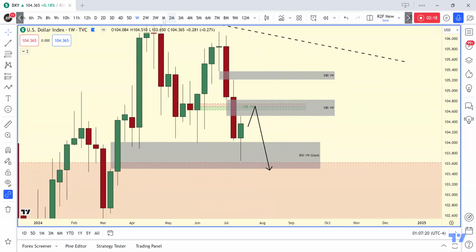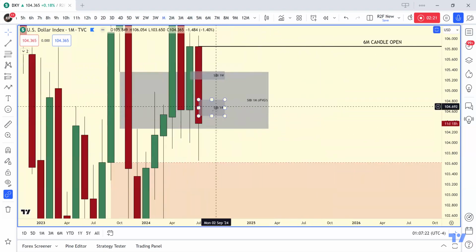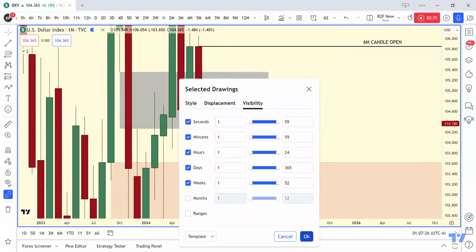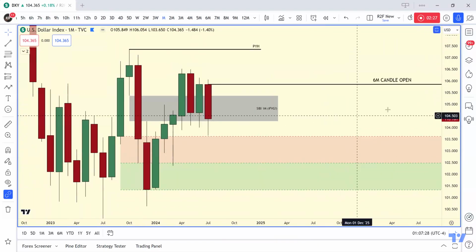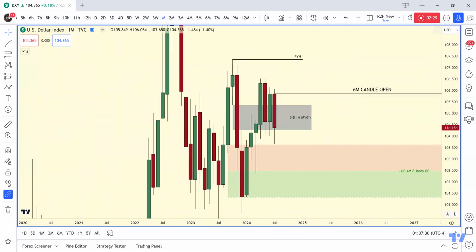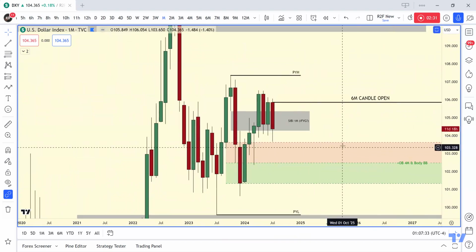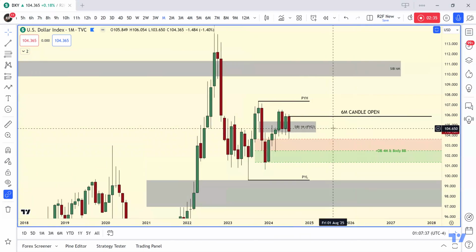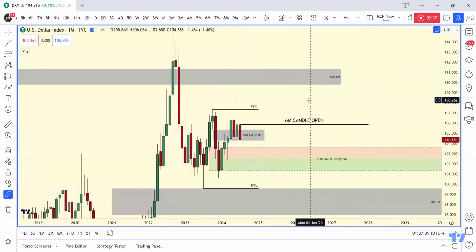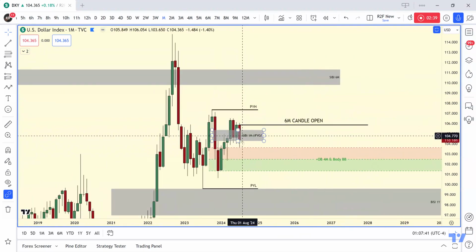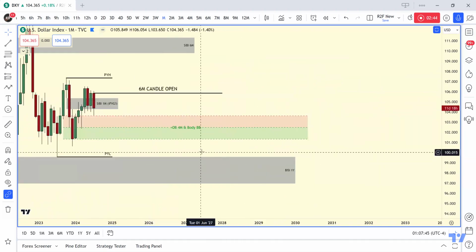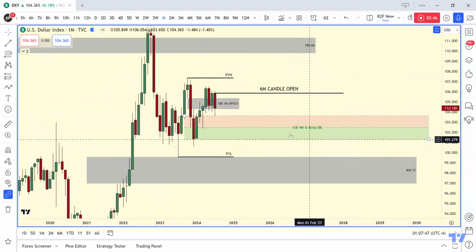So I'm just going to look at the higher time frames, like the monthly. Let me hide this on the monthly so we can see it a bit more clearly. All right. So, yeah, it looks good. Looks good to possibly go lower. So we had a 6-month candle open here. Now we're going lower. We may possibly be targeting this BC on the yearly.